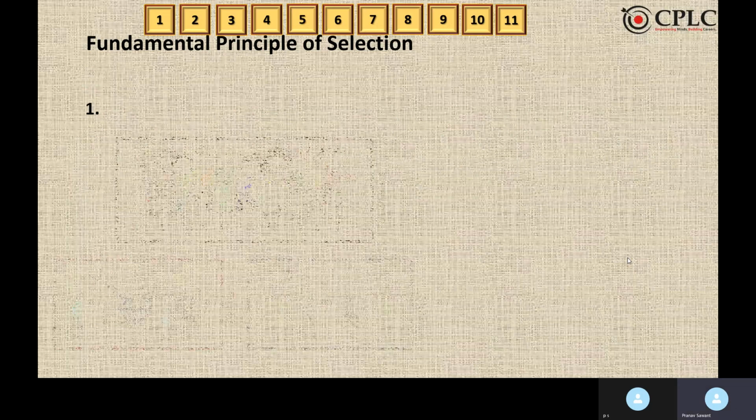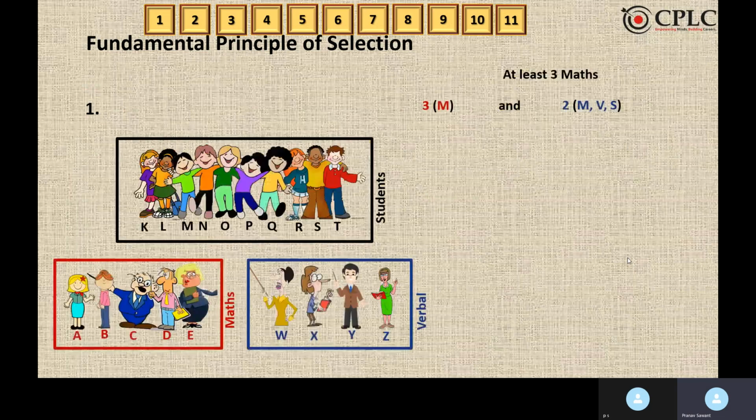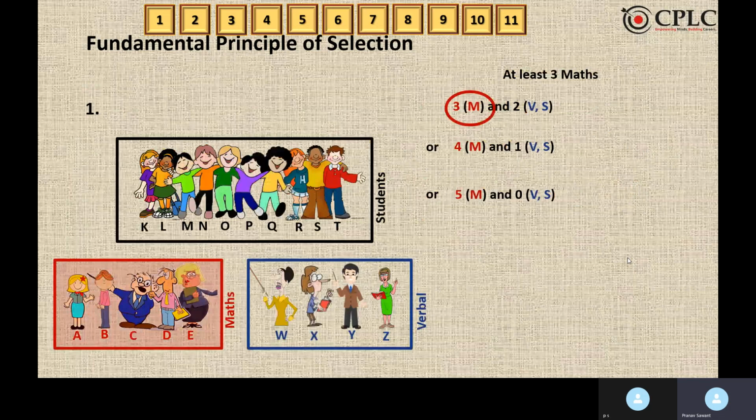Now we need at least 3 math faculty members. At least 3 has some significance. So at least 3 means minimum 3 and the maximum members could be 5. So at least 3 math means we need 3 math and the other 2 members could be from verbal and student. This is the first possibility. Second possibility is we need 4 math and the remaining one is anyone out of verbal and student. And the last possibility is we can take all the 5 math faculties.